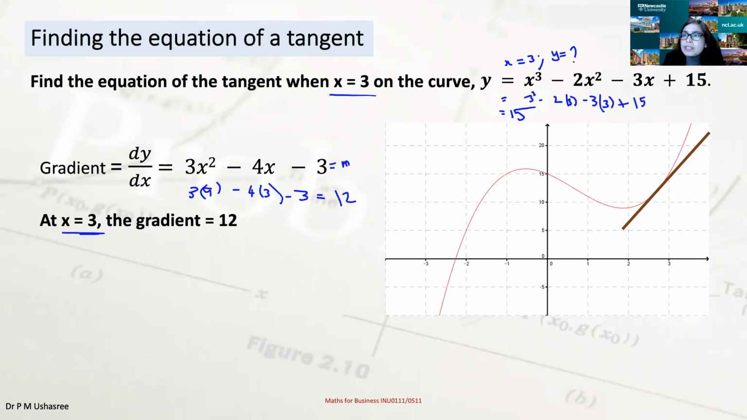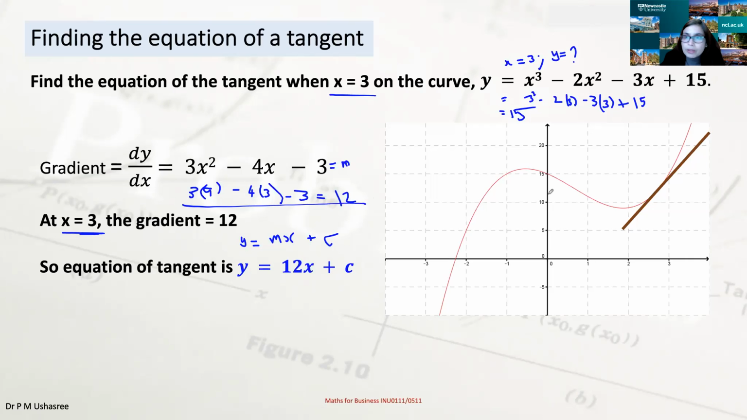It's going to be 15, yeah. So you get the equation of the tangent, because you have to use the general form, because it's a straight line. What is the general form? y is equal to mx plus c. So you know the gradient at that point for this curve.